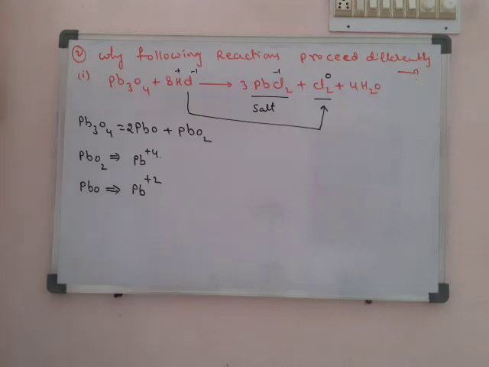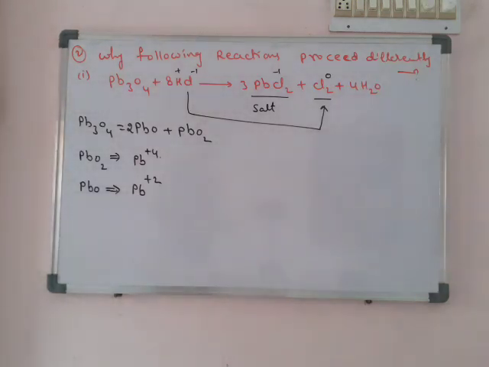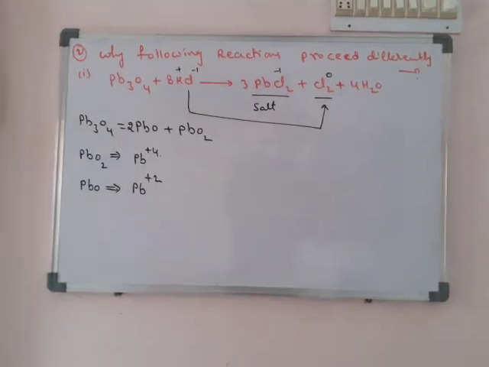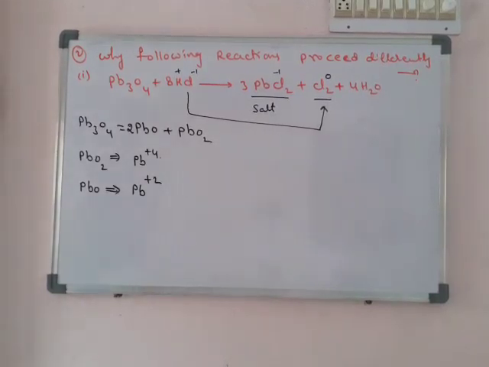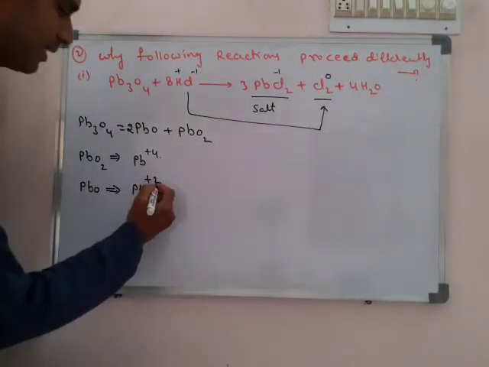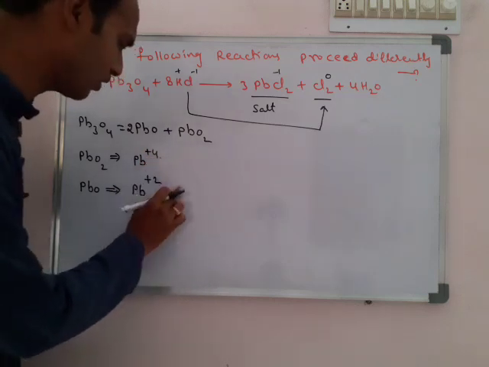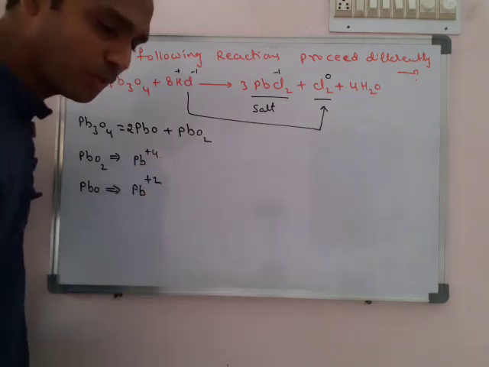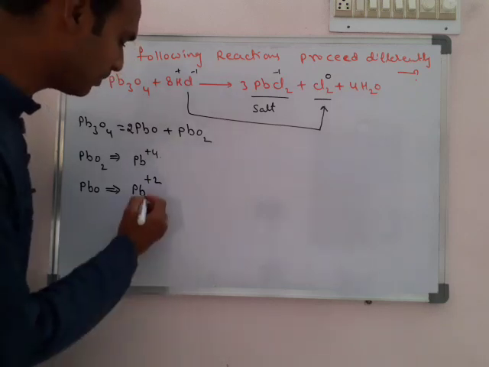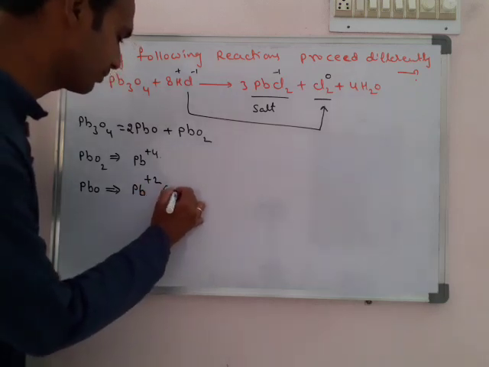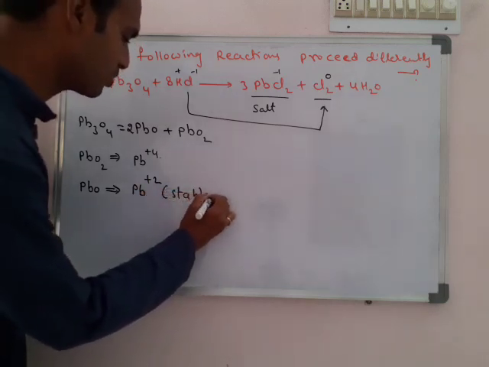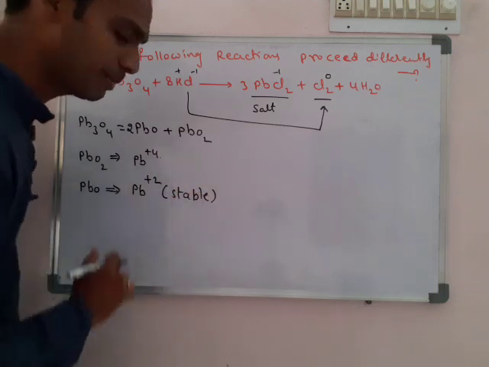Therefore it oxidizes. So here there are two choices, Pb+2 and Pb+3. The Pb+3 can be converted into Pb+4 in the reaction, or Pb+4 converts into Pb+2. But what is favorable for lead? Pb+2 is more stable. Pb+2 is the more stable condition when compared to Pb+4.